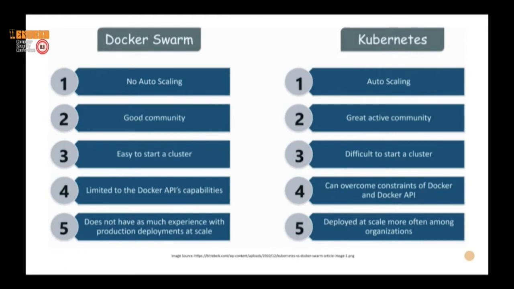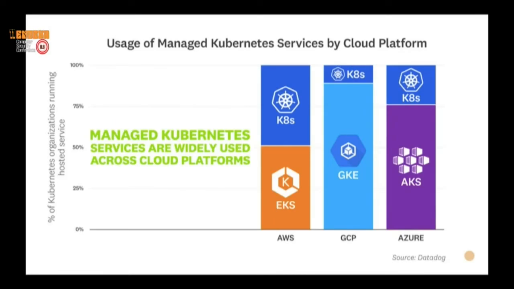From an orchestration or managed services perspective as well, when we talk about cloud native, in the next slide I have tried to compare the current utilization of Kubernetes over cloud deployments. When we talk about AWS, GCP and Azure, they all have their own managed services for Kubernetes. AWS has EKS, GCP has GKE, and Azure has AKS.